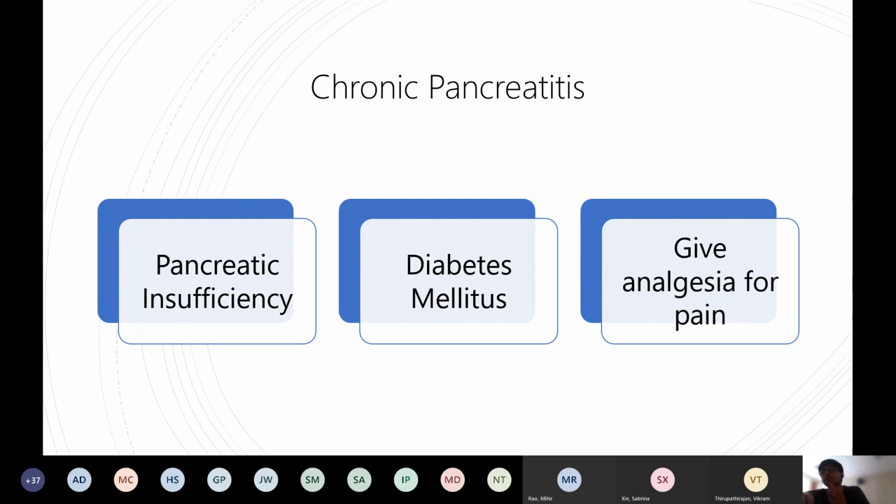Can Wilson's too? So copper doesn't tend to deposit in the pancreas, so usually not. So if we take a quick detour to talk about Wilson's disease, it's a problem with chelating copper, so you get lots of deposition around your body. So where are the common locations that copper deposits in your body when someone has Wilson's disease?